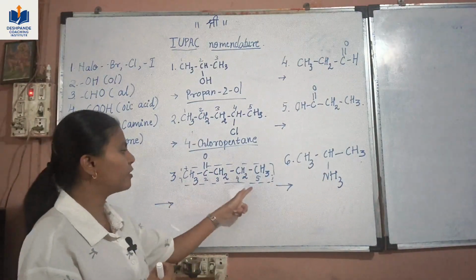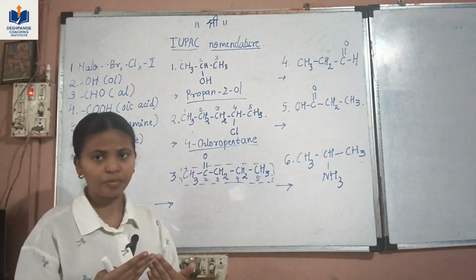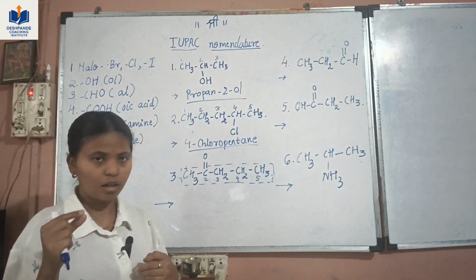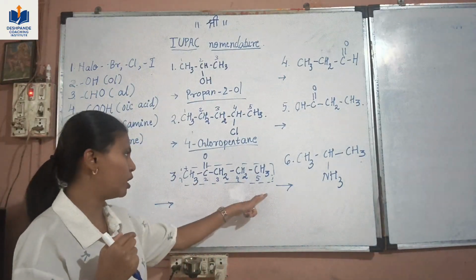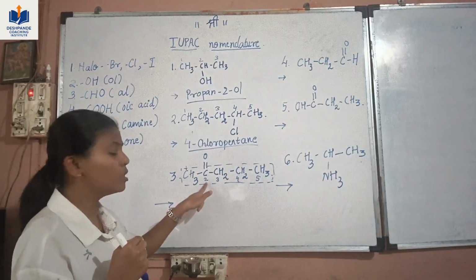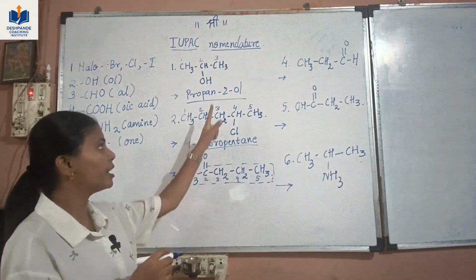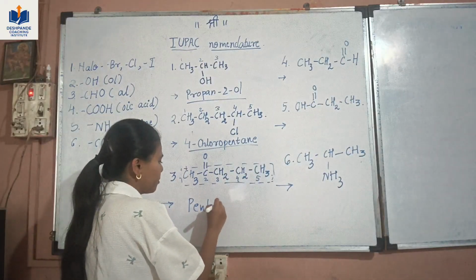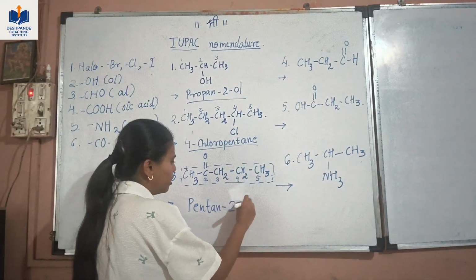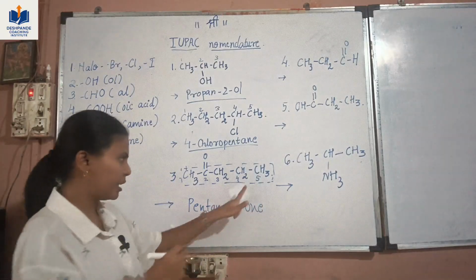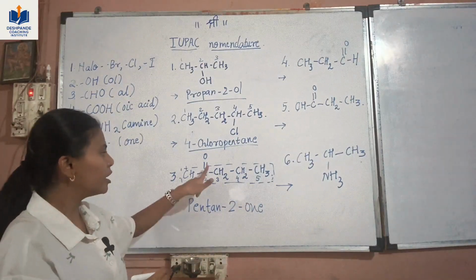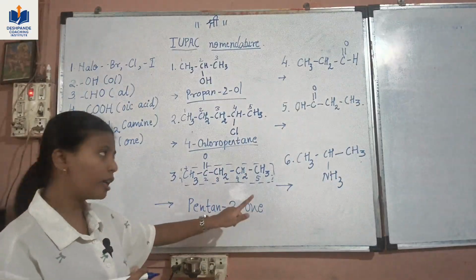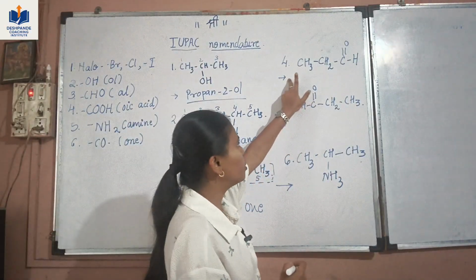So it has 5 carbon atoms, so it is pentane and it is a ketone. Therefore we add the ending, pentanone. Okay, so the name will be pentanone. Now O is attached to second carbon, so we will write 2. Pentane-2-one. It is a pentane, no doubt, but the ketone is attached to second carbon, therefore pentane-2-one. Okay, so let's move on to the fourth one.